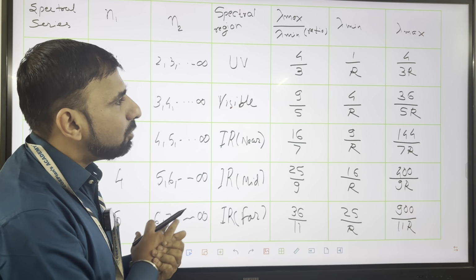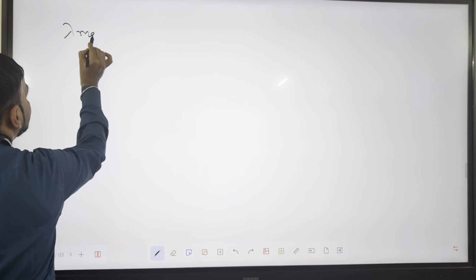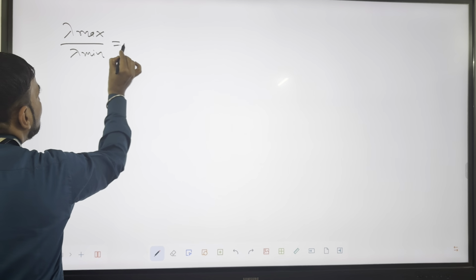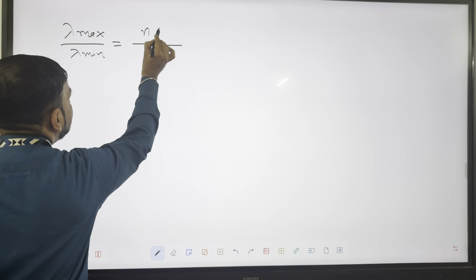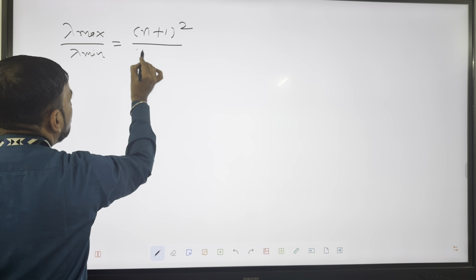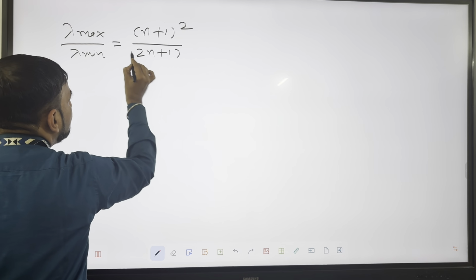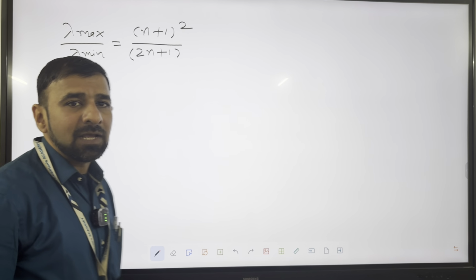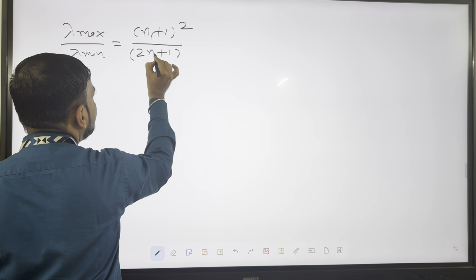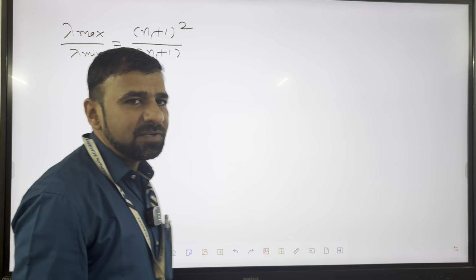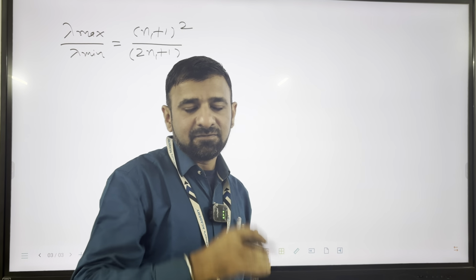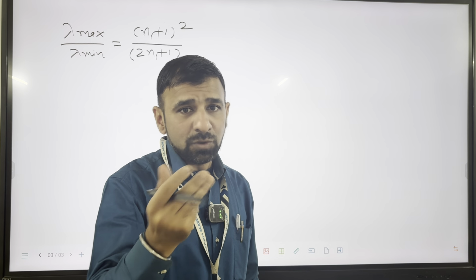Okay, so lambda max by lambda minimum. The formula for this is (n1 plus 1) whole square upon 2n1 plus 1. You simply keep on putting the value of n1, or better you can write this as n1. So that would make it very clear that you simply substitute the values of n1 from the previous table and you will get the value for lambda max and lambda minimum. Hope you will do that.